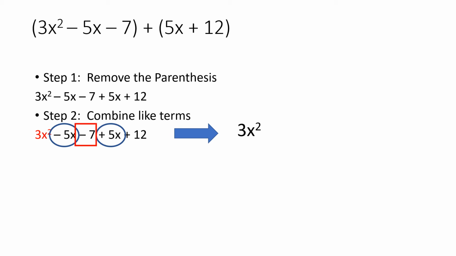I'm going to continue through the polynomial and look at the next term. It's a negative 7. That's just a constant, so I'm going to look for anything else that is a constant, which is just a number. And I see a 12, a plus 12. So I'm going to take the negative 7 plus 12, combine those like terms, and I will get a 5. So I will add 5 over here to my answer.